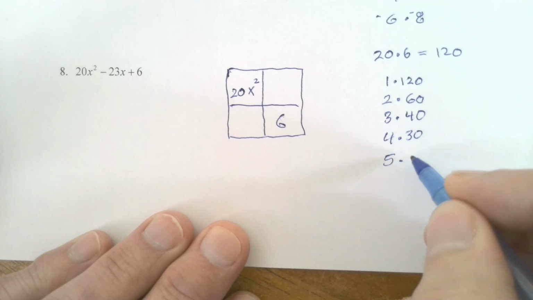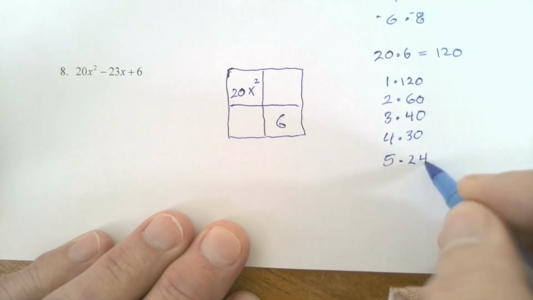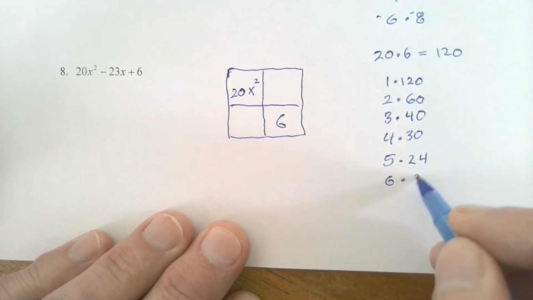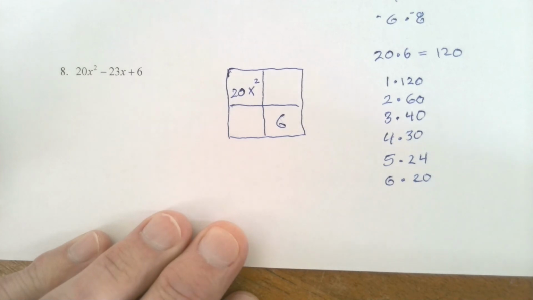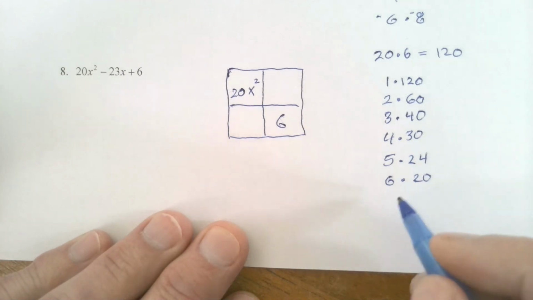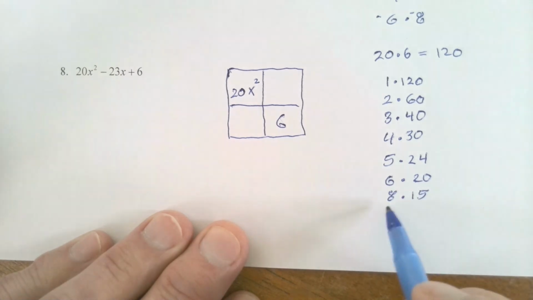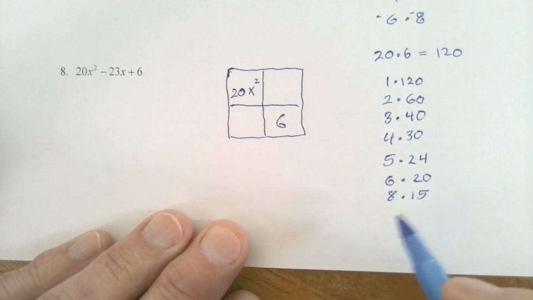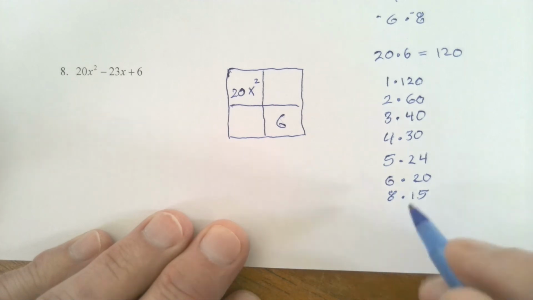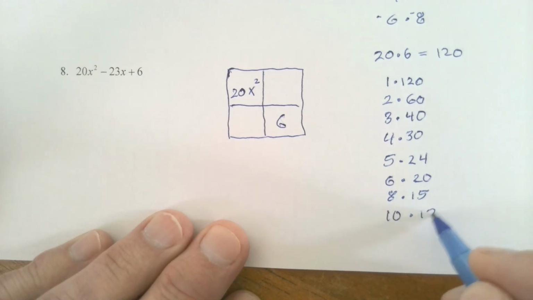5 goes into 120, I think 24 times. 6 goes in there 20 times. 7 would not help you. But 8 times 15 works. Notice these are getting closer and closer to the same size. 9 will not go into 120, but 10 will. 10 will go 12 times.